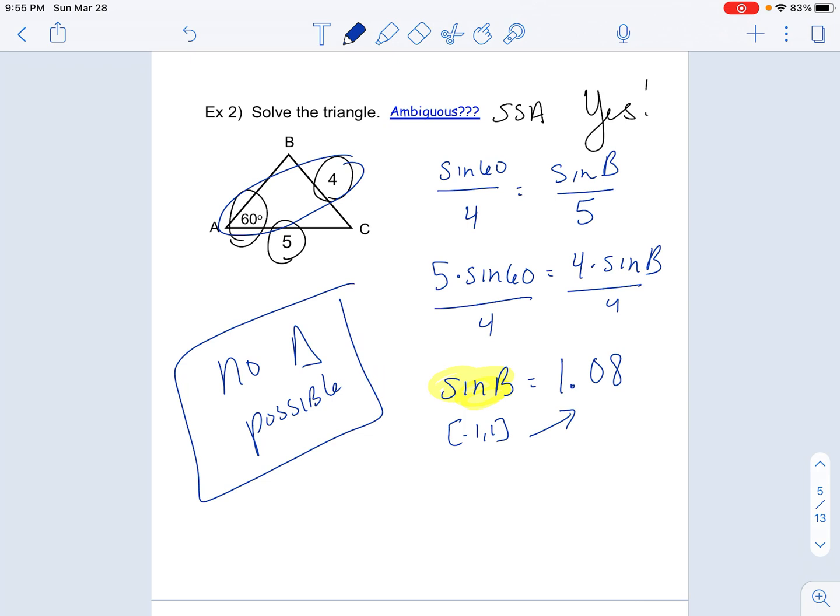Okay, so yes, it was the ambiguous case, which we'll talk a lot more about tomorrow, because I knew 2 sides and an angle. However, in this case, because sine was more than 1, this is not a possible triangle.